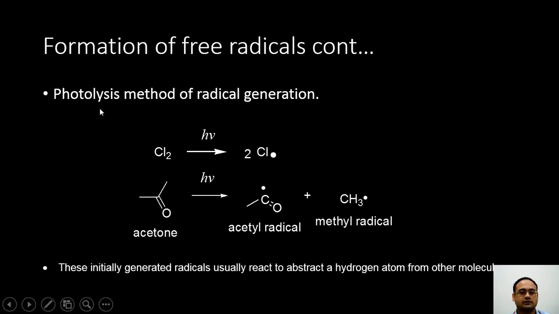But there are other methods like photolysis, where the energy of light we can use to form free radicals. And this chlorine, when treated with light, will give us chlorine radicals. Similarly, acetone, if it is exposed to ultraviolet radiation, will form acetyl and methyl radicals respectively. These initially formed radicals are then used for performing other reactions like abstracting a proton from other molecules.